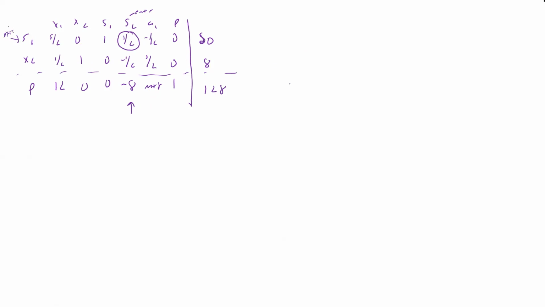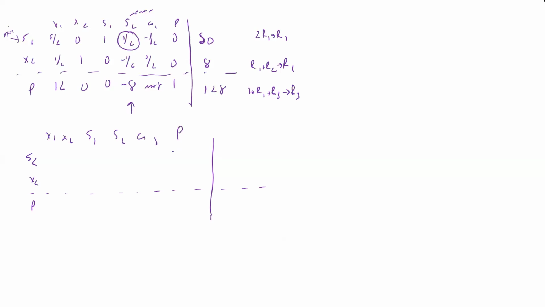Okay. And how are we going to do that? Well, I'm going to have to take 2 times row 1, and that's my new row 1. I'm going to have to take row 1 plus row 2, and that's my new row 2. And if I take 16 times row 1 plus row 3, that's my new row 3. So we didn't have to do a quotient because there's only one possible way to do that one. And if we move to the next line, we're going to have an S2, an X2, a P, and we have X1, X2, S1, S2, A1, P.